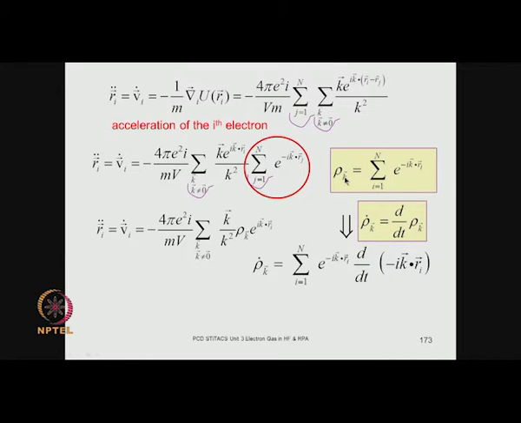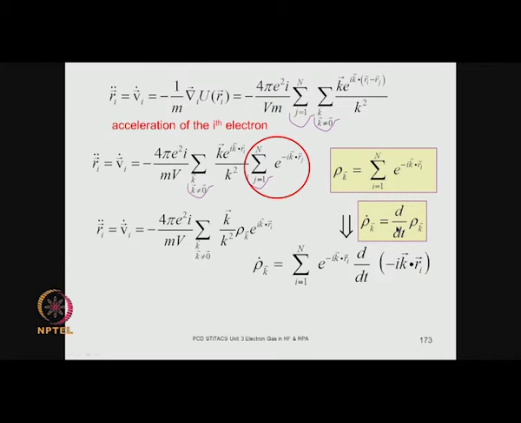Now, if you want to develop an equation of motion for the Fourier components, you must take the first derivative, which will give you the velocity, and then you must take the second derivative, which will give you the acceleration. And equation of motion, as we know, is the relationship between position, velocity and acceleration. So, we have to get up to the second time derivative. So, the first time derivative will give you the rho_k dot. So, let us do that.